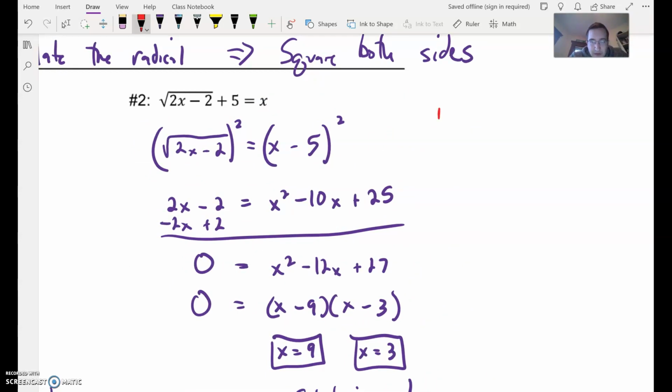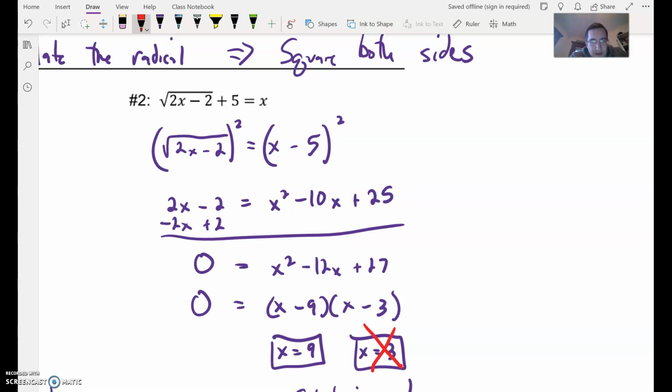Let me check the 3 first. Now let's just do these in our head. Checking the 3. 3 times 2 is 6. 6 minus 2 is 4. The square root of 4 is 2. 2 plus 5 does not equal 3, so that one did not work. Let's try the 9.